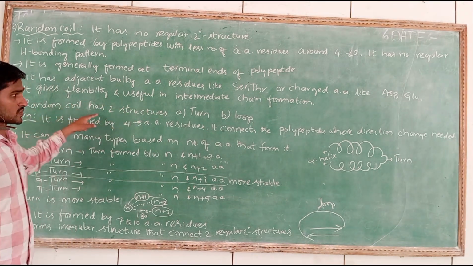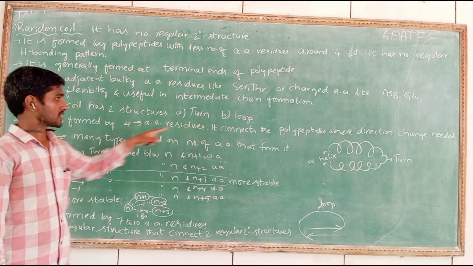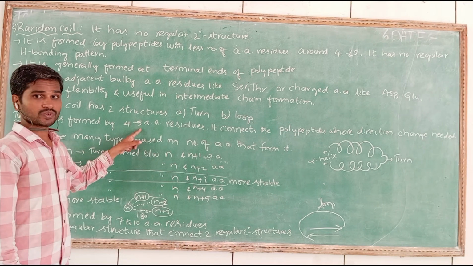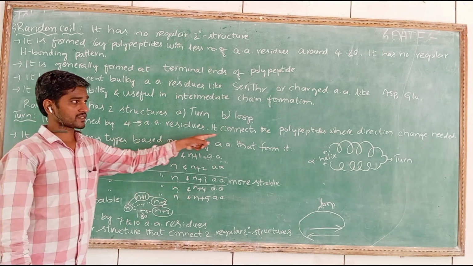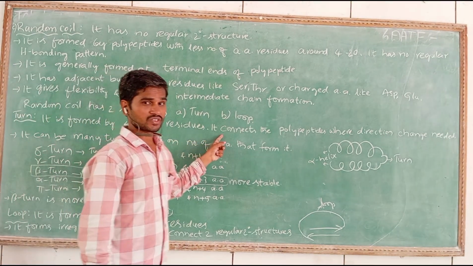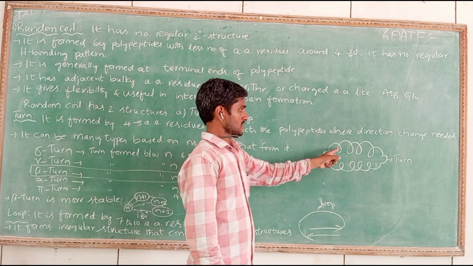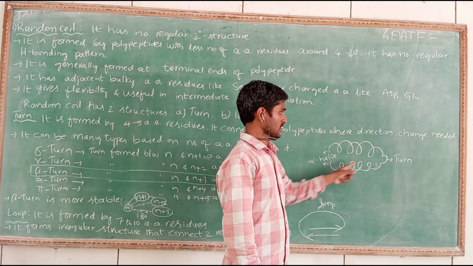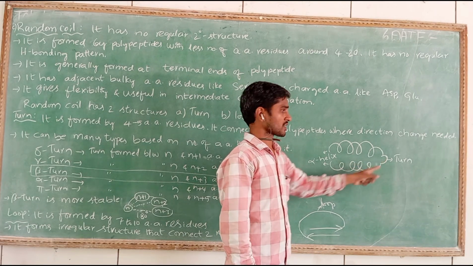This provides flexibility and is used in intermediate shell formation. So it has two structures, turn and loop. Turn is formed by a polypeptide having 4 to 5 amino acid residues. It connects the polypeptides where a direction change of the polypeptide is needed. So this is one alpha helix, this is another alpha helix. These two are regular secondary structures which are connected by a turn, which is not that regular.